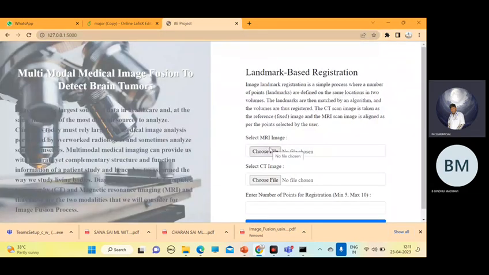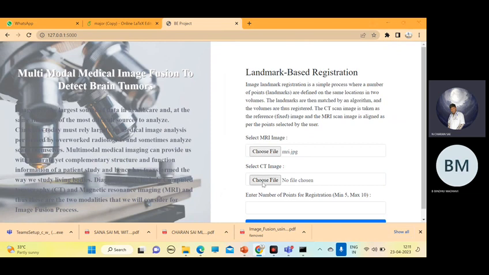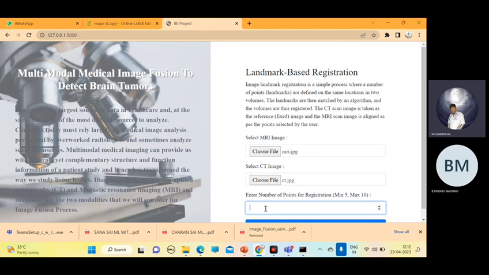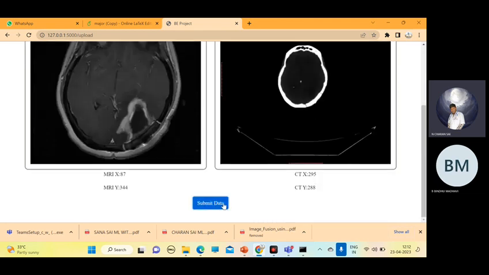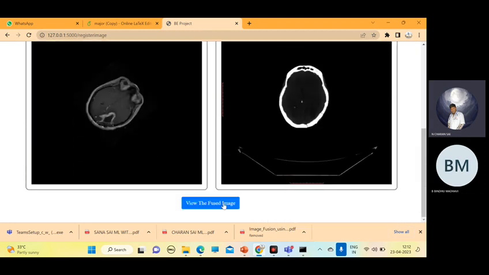And here select an MRI image and CT image, and now we are selecting one MRI image and patient data. This is the MRI image, and next select the CT image and give one number, maximum 5 to 10, in the middle. I'm giving 6. When we are giving 6, we have to type 6 times here in each image: 1, 2, 3, 4, 5, 6, and next the CT image also 1, 2, 3, 4, 5, 6. Now submit the data. Now this is our registered MRI image and registered CT image, and now the fused image will come.